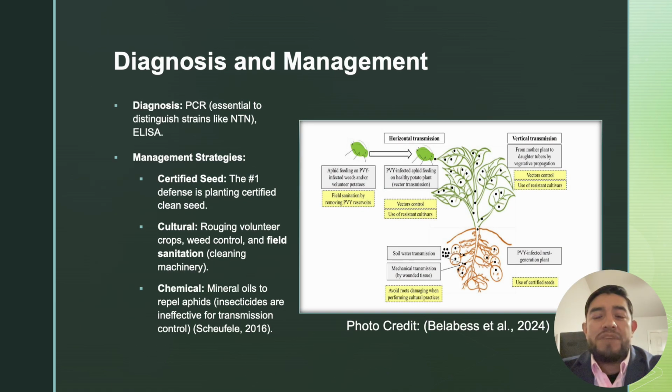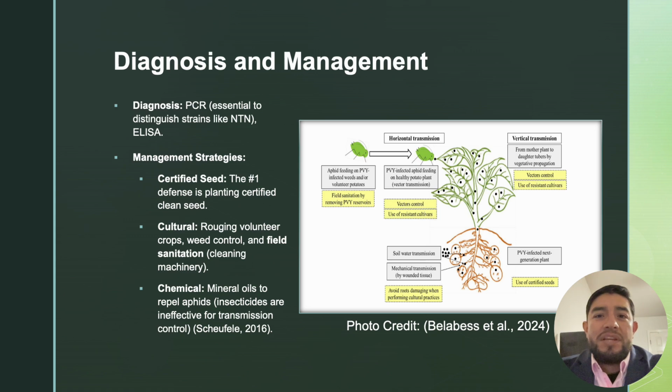Accurate diagnosis is vital, and again, PCR is our best tool here because it is the only test that can reliably distinguish between the different strains, telling us if we are dealing with the dangerous NTN strain. Management is purely preventative because you cannot cure a virus. The single most effective strategy is planting certified clean seed that has been lab tested and proven virus-free. Mineral oils also help by repelling aphids. Insecticides, on the other hand, are ineffective for transmission control.